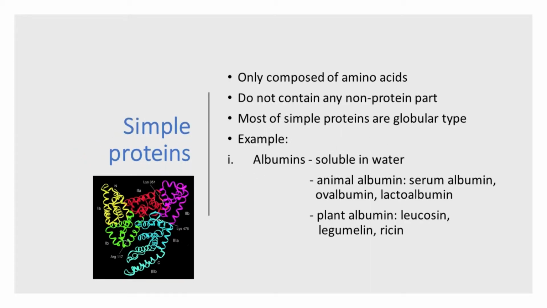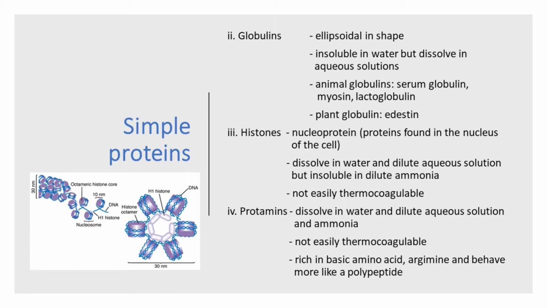Simple proteins, only composed of amino acids, do not contain any non-protein part. Most of simple proteins are globular type. Example of simple protein as follows: albumins, can soluble in water. Some of animal albumin are serum albumin, ovalbumin, and lactoalbumin, while for plant albumin are leucosin, legumelin, and ricin. Globulins, ellipsoidal in shape, insoluble in water but dissolve in aqueous solutions. Some of animal globulins are serum globulin, myosin, and lactoglobulin, while for plant globulin is edestin.